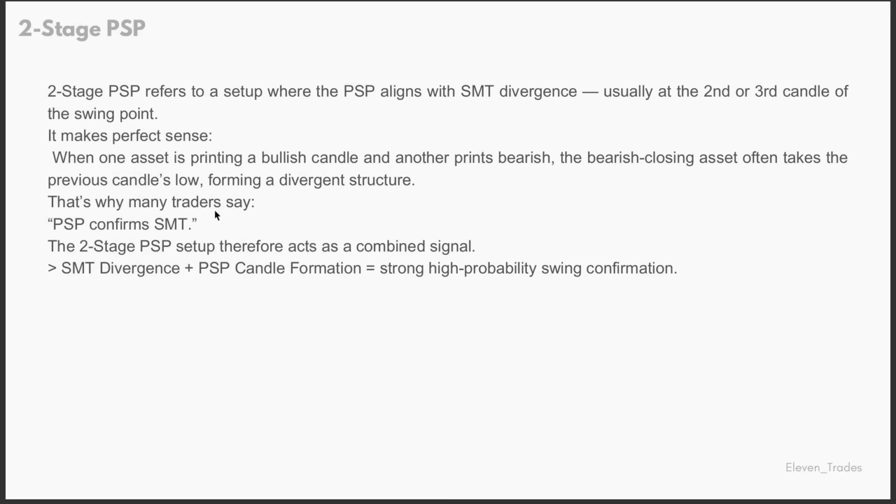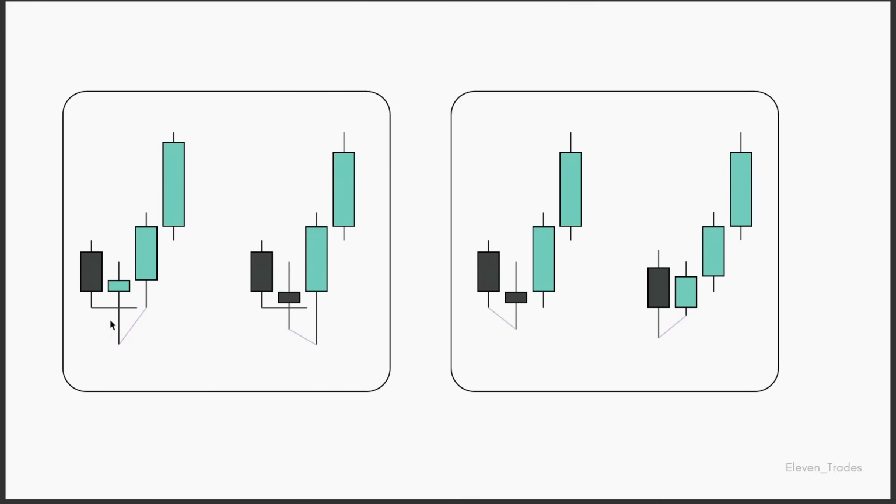Now we will talk about the two-stage PSP. So the two-stage PSP is where PSP is aligned with the SMT divergence at the candle third or the candle second of the swing point. So it makes perfect sense, and I'm gonna explain to you why PSP confirms SMT. So I'm gonna go into the slides.